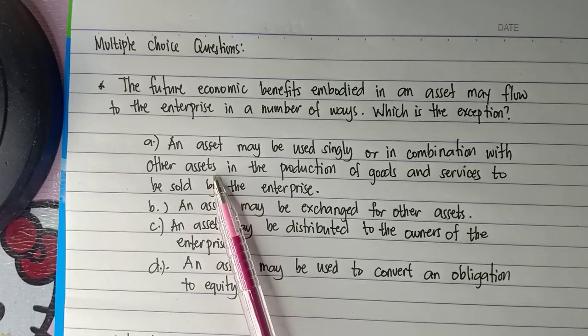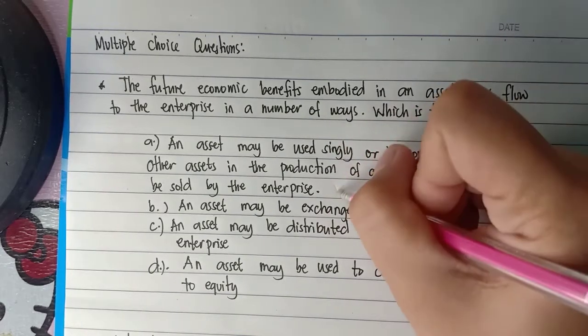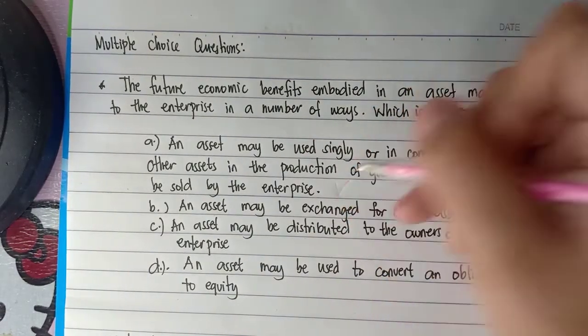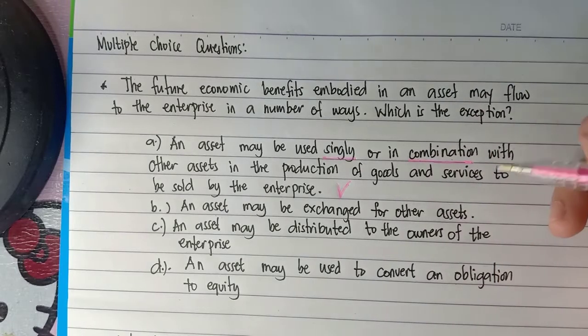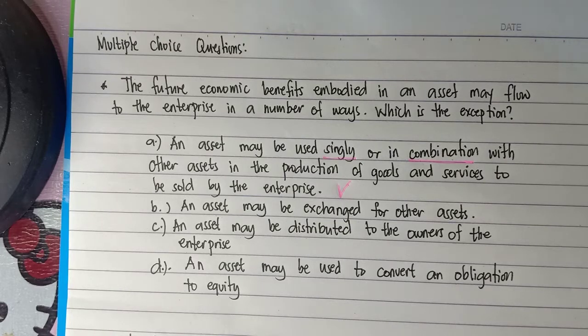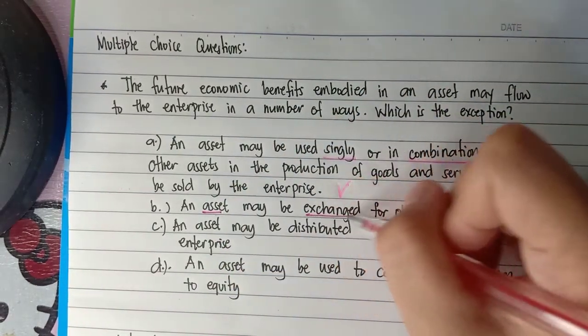Or magagamit natin with the combination of other assets? For example, the cash and the equipment in the production of goods and services to be sold by the enterprise. Yes, diba? Whether it is singly or in combination, we can use the assets for future economic benefits. Next, an asset may be exchanged for other assets. Yes, asset may be exchanged for other assets.